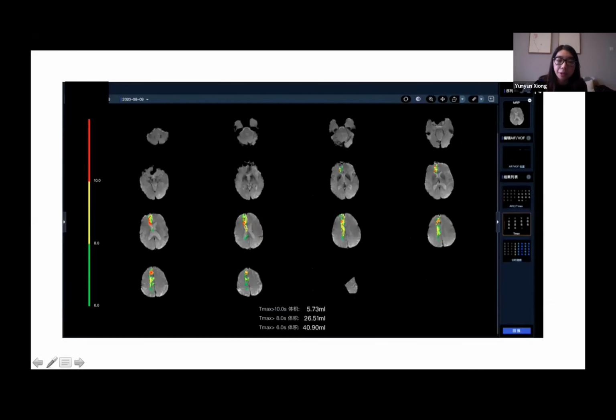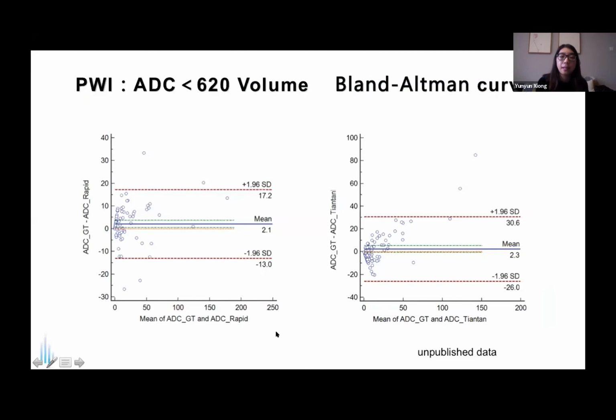And here we also have different criteria for the hypoperfusion, including Tmax more than 10 seconds, 8 seconds, and 6 seconds. After developing the software, we need to validate it in internal data. We collected 92 patients, and we compared RAPID and our software with the ground truth.